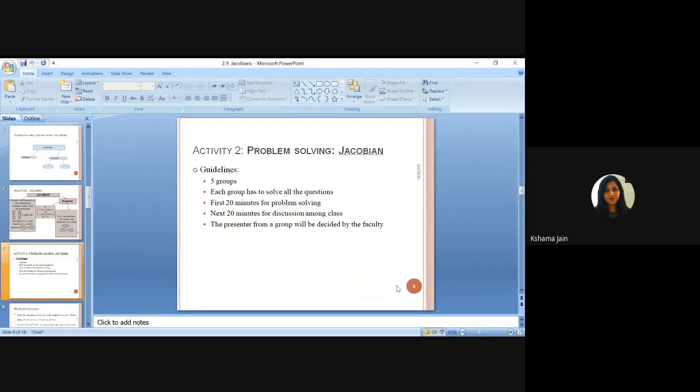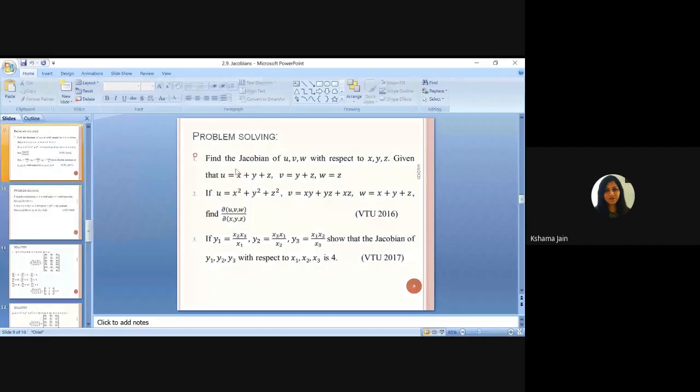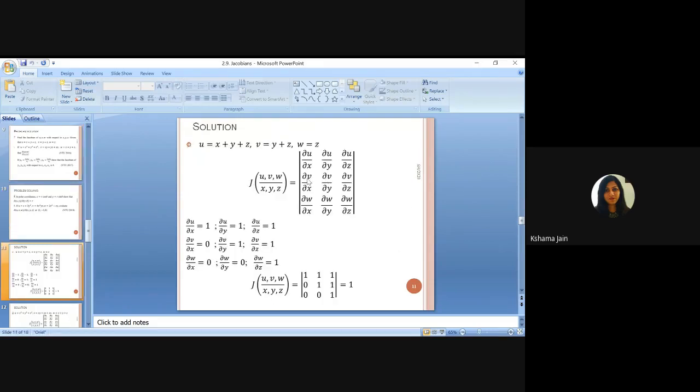So here are the questions. Find the Jacobian of u, v, w with respect to x, y, z, given that u is this, v is this, w is this. Here you can see three variables u, v and w depend on three variables x, y, z. So I can find u with respect to x, y, z, the same for v and for w. The Jacobian will be a determinant. First variable u: u with respect to x, u with respect to y, u with respect to z. Second position v. This order matters a lot, so always remember.